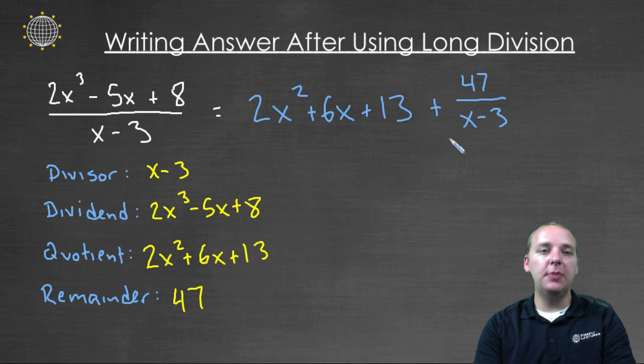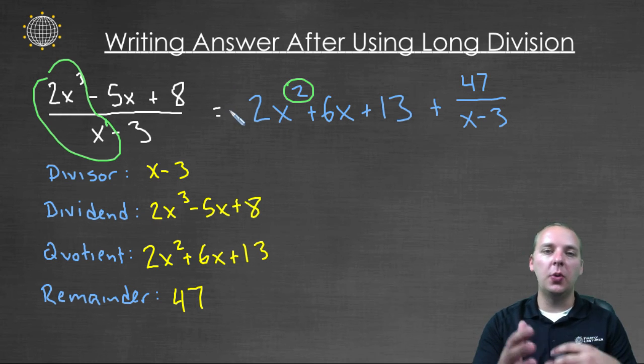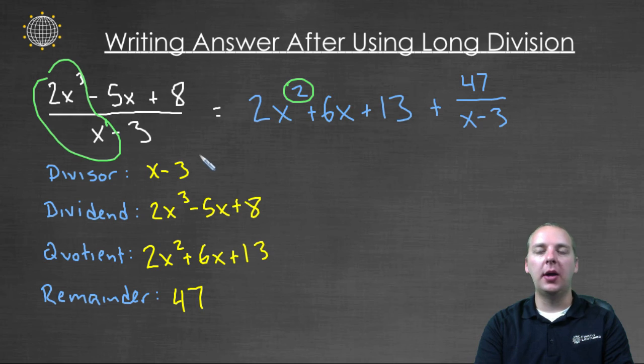And actually this makes pretty good sense, because if you think about these degrees just very, very loosely, if you look at the leading terms here, you have 2x to the third divided by x to the first, a cubic polynomial divided by a linear polynomial, then you would get a quadratic. You would get a degree 2 polynomial. That makes perfectly good sense. So anyways, once you get your divisor and your quotient and your remainder and all those good things, this is how you write your answer after doing long division of two polynomials.